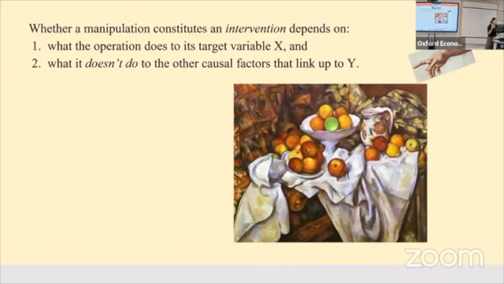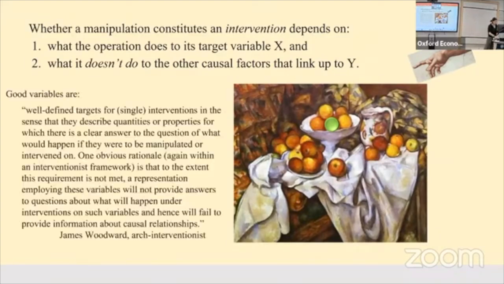Okay. Now notice that what constitutes an intervention depends on two things. It depends first on what the manipulation does to its target variable X, and what it doesn't do to the other causal factors that link up to Y. So we have from the arch interventionist in philosophy, James Woodward, who says, good variables are well-defined targets for single interventions in the sense that they describe quantities or properties for which there's a clear answer to the question of what would happen if they were to be manipulated or intervened on. I mean, Pearl might disagree, but one obvious rationale is that to the extent the requirement's not met, a representation employing these variables will not provide answers to questions about what would happen under interventions, and then we would fail to provide information about causal relationships.